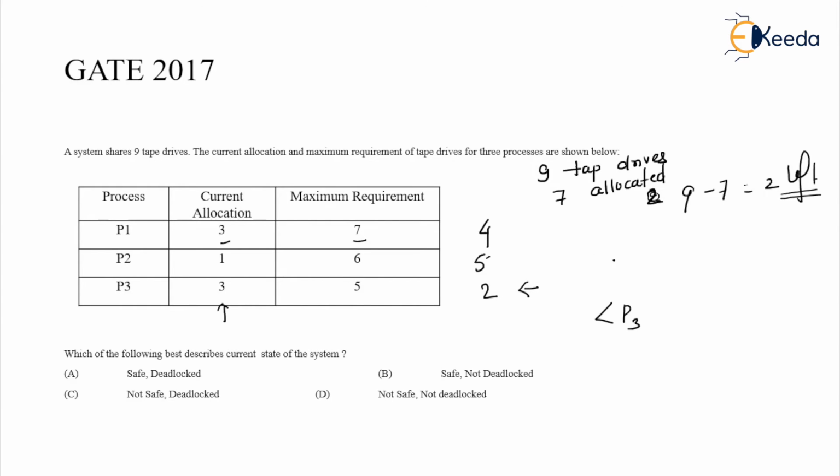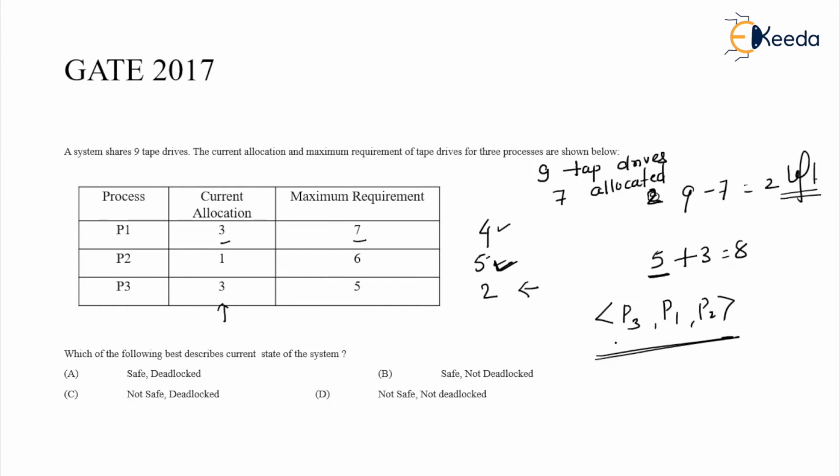It will release 3, and that will make the total allocation 5. 5 can satisfy this 4 and 3. For P1 and P2, I can satisfy both with this. Suppose I go with P1, then it will release the resource 3. 5 plus 3 is 8, and with the 8 I can definitely satisfy P2. So P2. Okay, so yeah, it is safe.